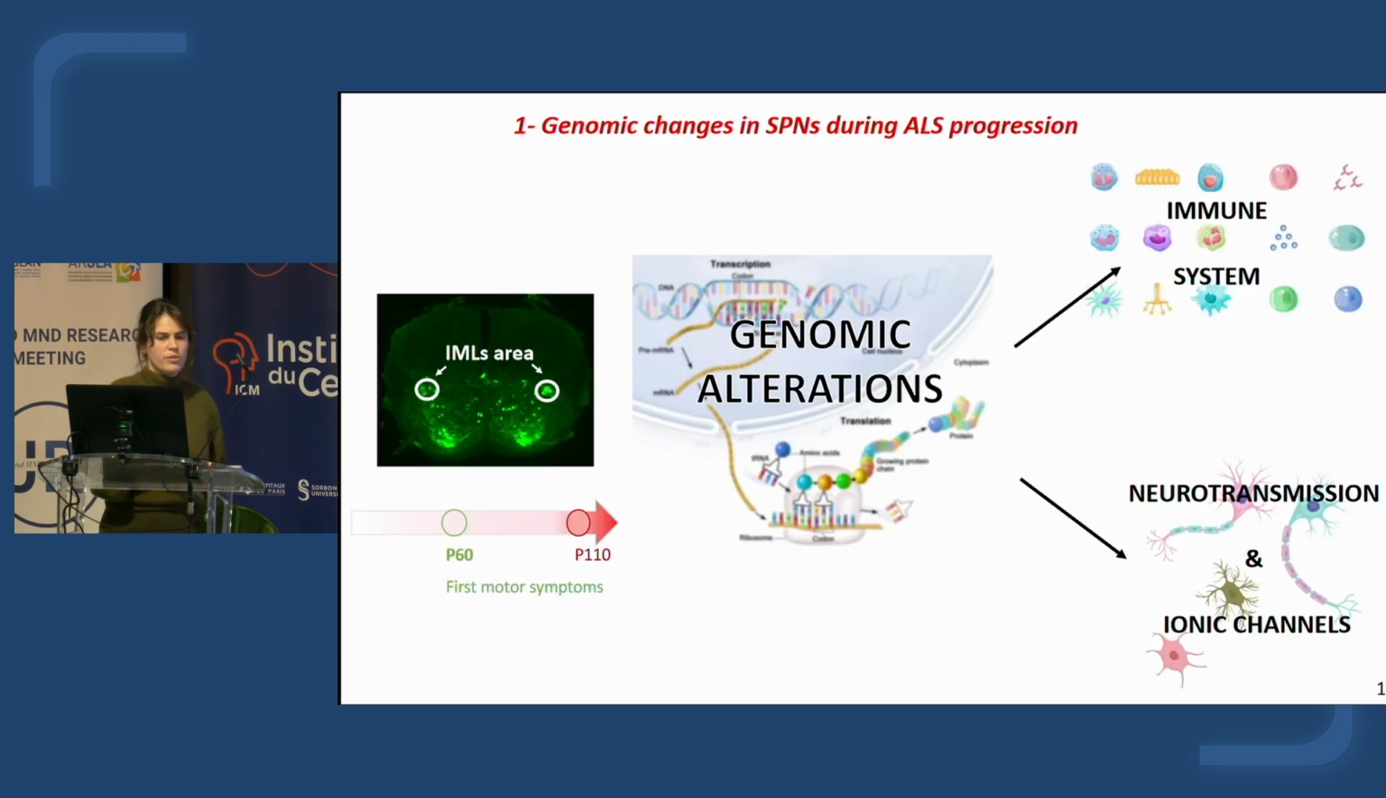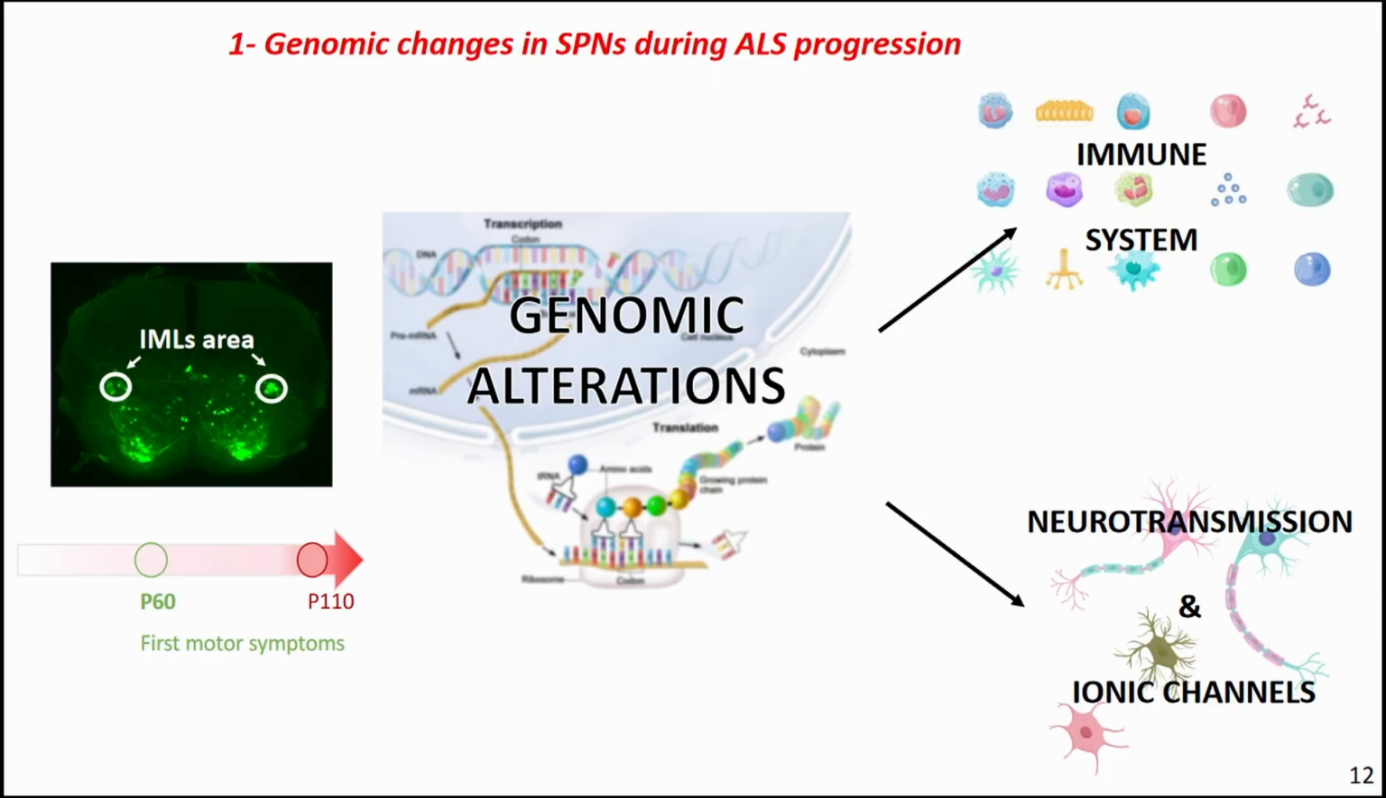So our first results show that for the first time, and at the very beginning of the first motor symptoms in the IML area, SPN have a genomic alteration, and this genomic alteration is associated with an activation of the immune system and an alteration of the physiology of neurons and surrounding cells.